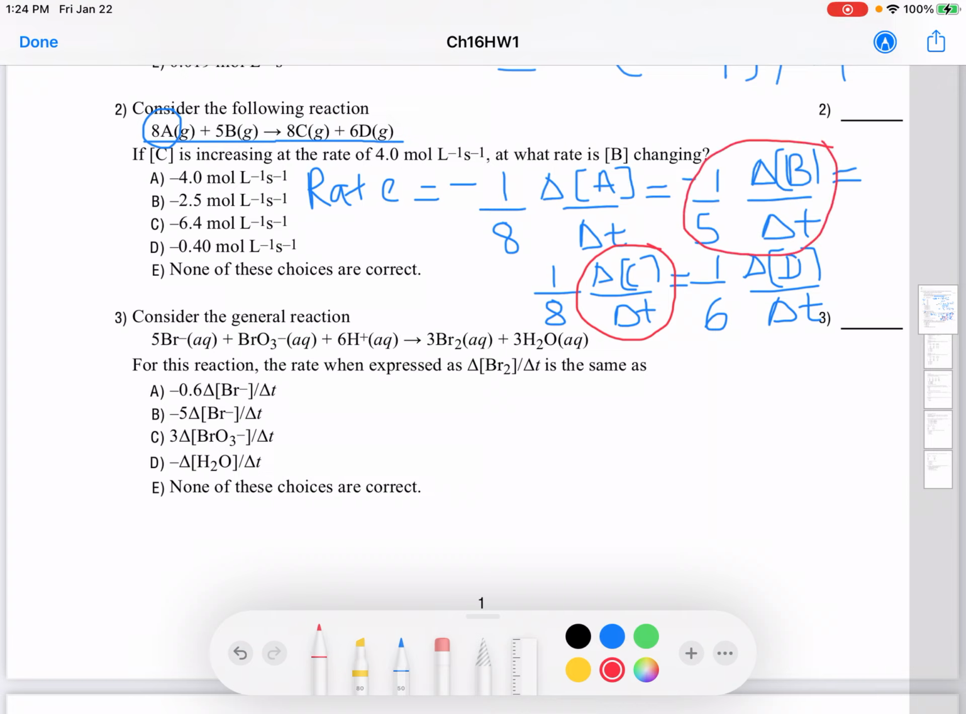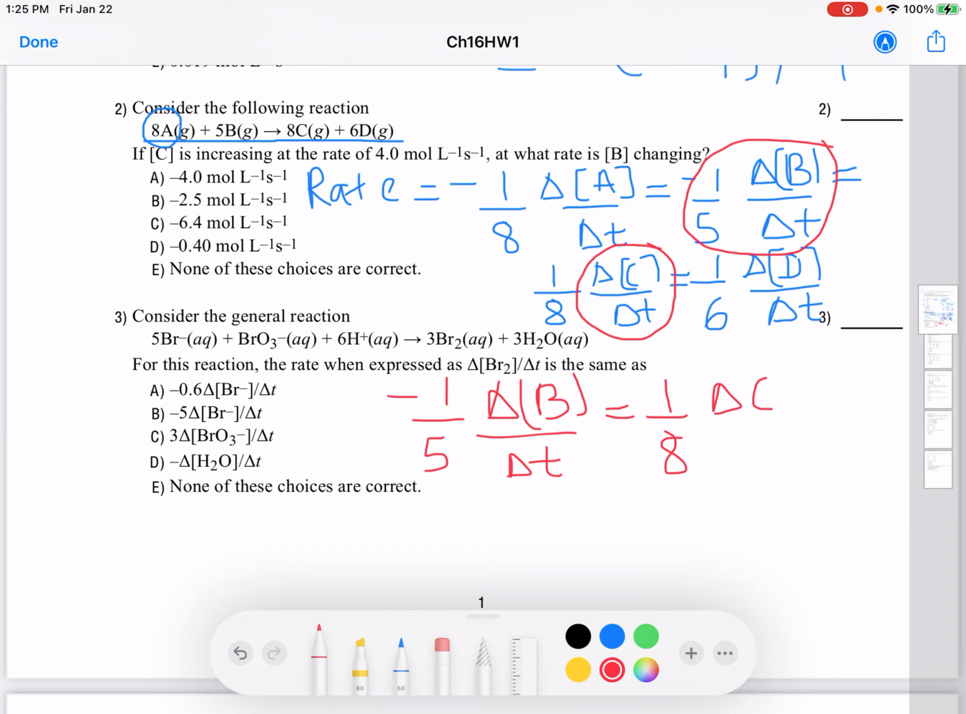These two, right? The concentration of B is changing, so we're going to compare these two together. So the rate of B: 1 over 5 delta B over delta T equals 1 over 8 delta C over delta T. What we want to find out is this: what is the change of this?